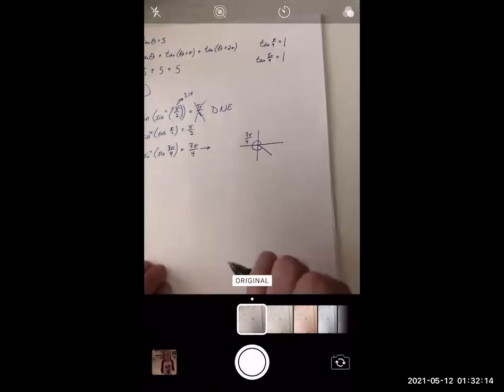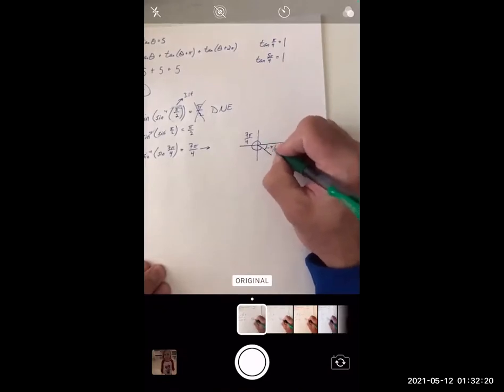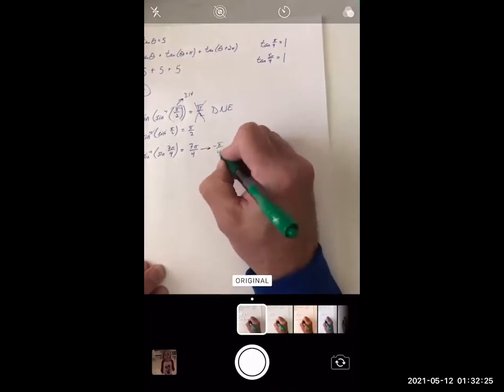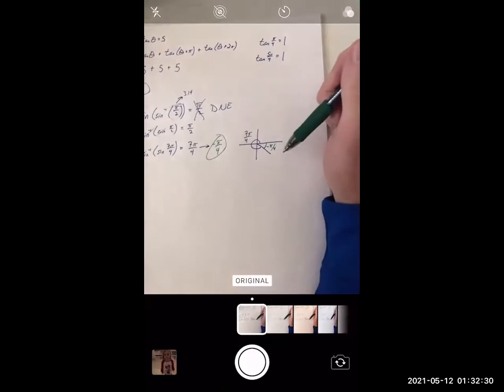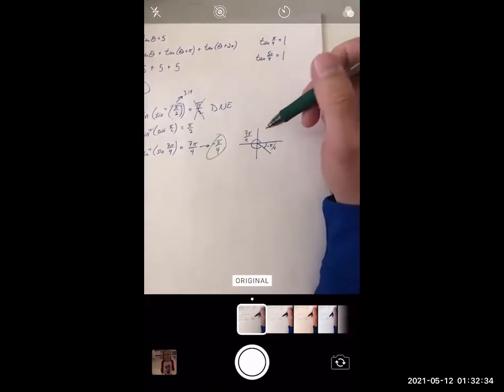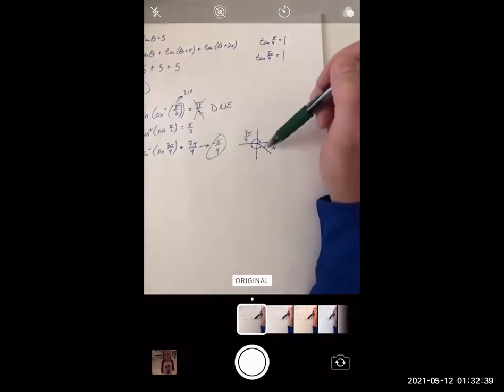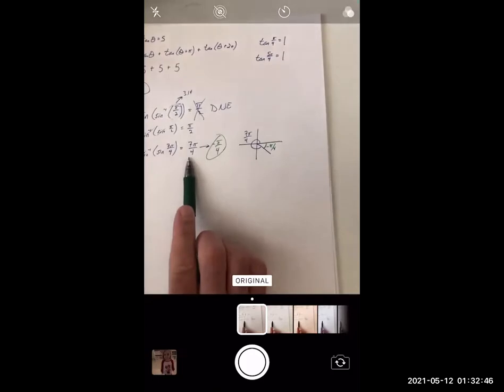So if it's in quadrant four, you just rotate in the negative direction. So negative pi over 4 is your answer. That's typically all you really do to convert it. If you're landing in quadrant four, then you just give the negative version of whatever that angle is.